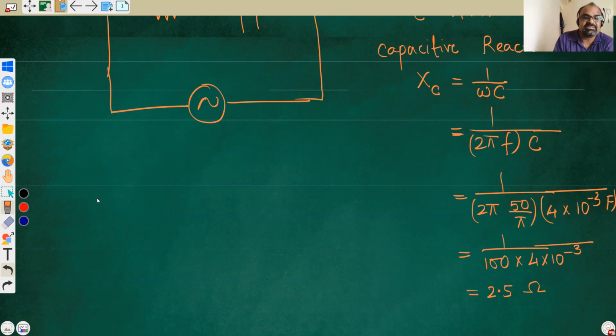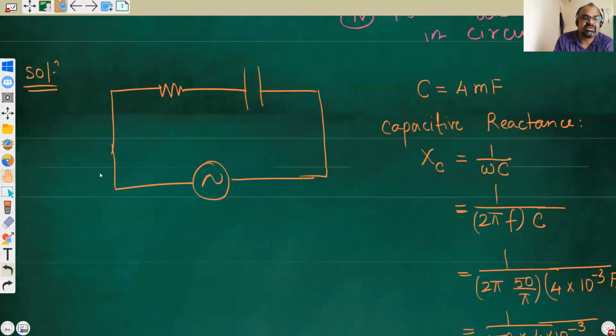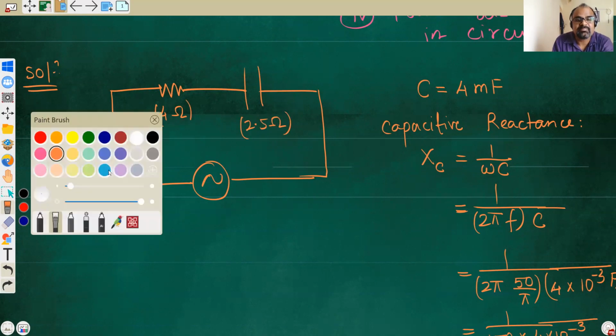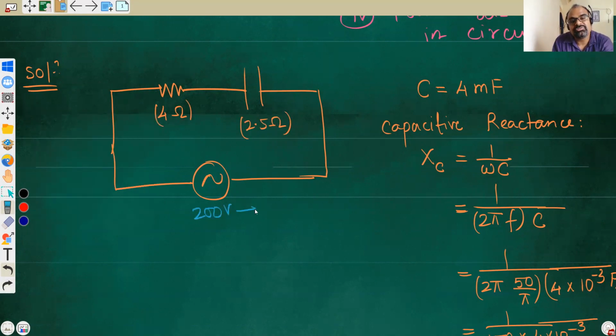Yeah, so that's it. So now here in this circuit, I will write this resistance to be 4 ohm because that was given to be 4 ohm. And instead of writing this to be 4 millifarad, because that 4 millifarad capacitance is not of much use, I will write 2.5 ohm because that's the capacitive reactance. Okay, and this source voltage is given to be 200 volts, so I will write like this. Or rather I will use a slightly different color. So 200 volts was this.